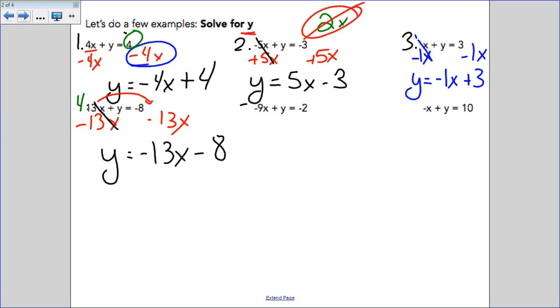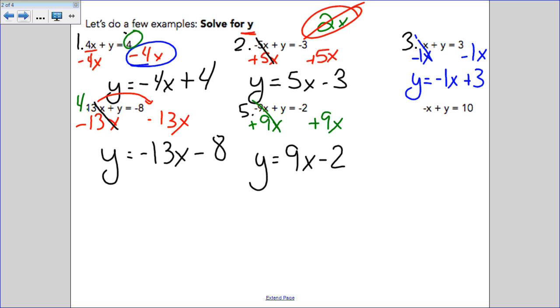Okay, number 5. Look closely at what needs to move. Good, our negative 9x. If it's negative here, to get it to the other side, I do the opposite. I'm going to add 9x to both sides of my equation. Negative 9x and positive 9x cancel. My new equation is y equals 9x minus 2.